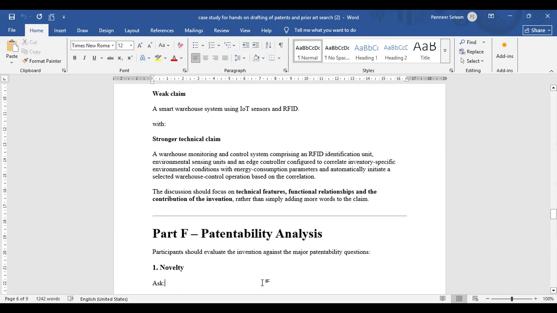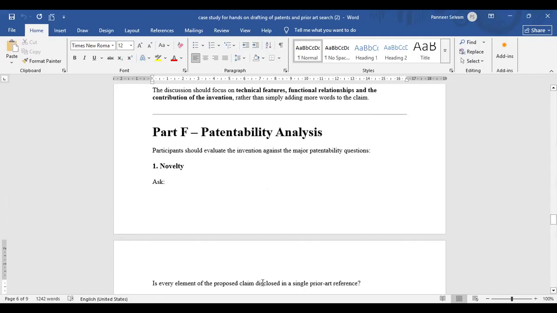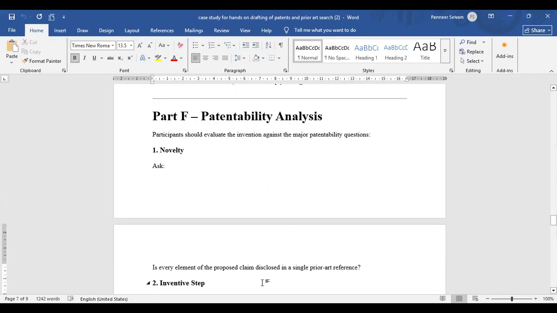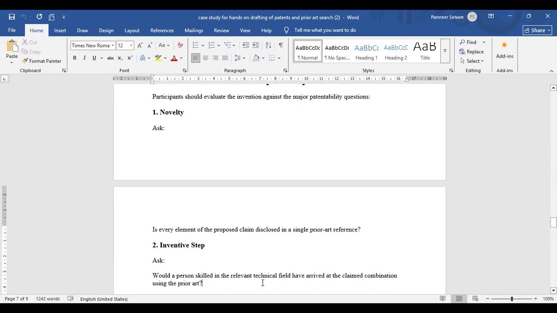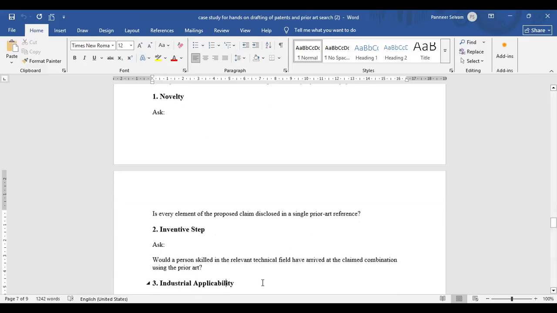We now evaluate the invention against the major patentability considerations. The first consideration is novelty. Is every element of the proposed claim disclosed in a single prior art reference? The second consideration is inventive step. We ask whether a person skilled in the relevant technical field would have arrived at the claimed combination using the available prior art.